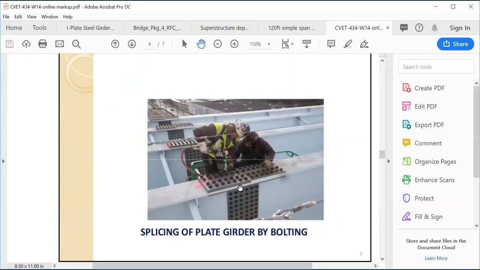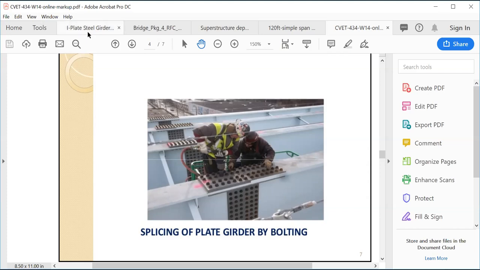And this shows the field splices using bolted connection. Based on each piece, we will determine how many bolts are required for that splice location. That splice has the bolted connection on the top and bottom flange as well as on the web. So this field splice makes the girder continuous.